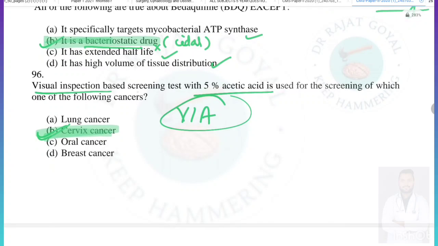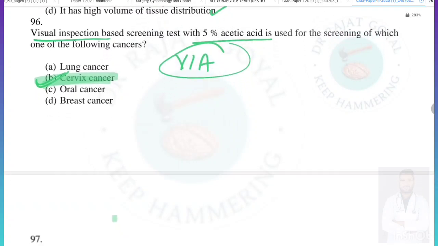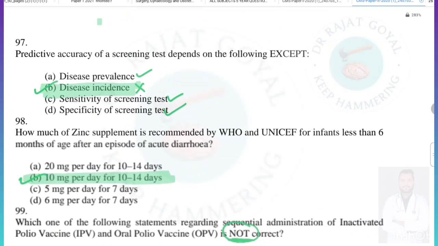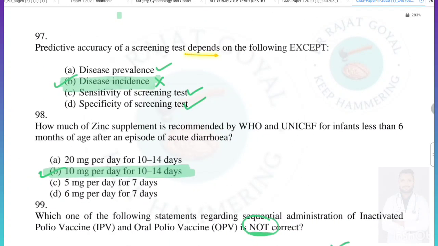Visual inspection based screening test with 5% acetic acid is used for. So this is a direct question. Cervix cancer. B is the correct answer. Predictive accuracy of the screening test depends on which of the following? Disease prevalence. This is true. Sensitivity and specificity. This is also true. But it does not depend on the incidence. So answer here will be B.